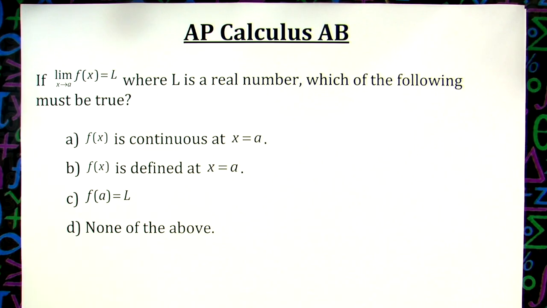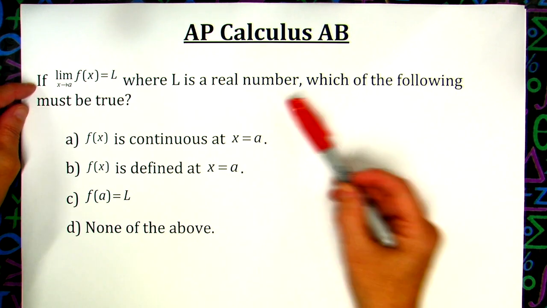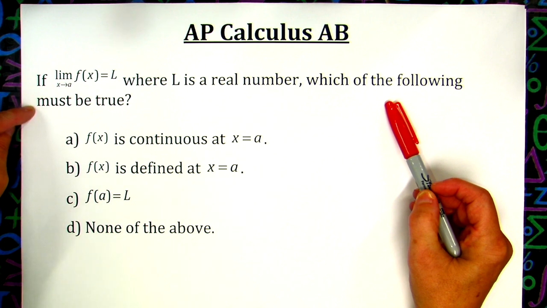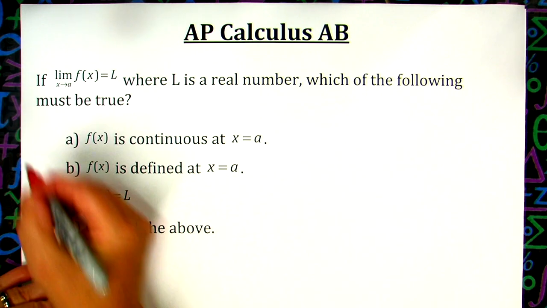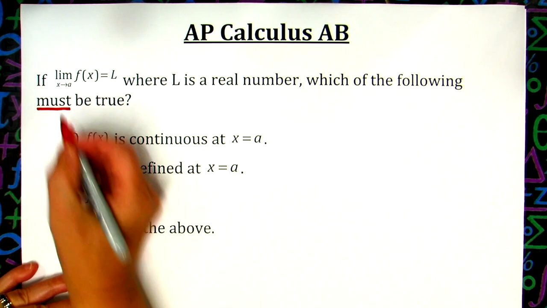In this video, we're going to take a look at an AP Calculus AB multiple choice question. It's a pretty straightforward question, but it can be kind of tricky because you've got to really pay attention to the way it's worded. It says, if the limit as x approaches a of f of x equals L, where L is a real number, which of the following must be true? And the key thing here is must be true.